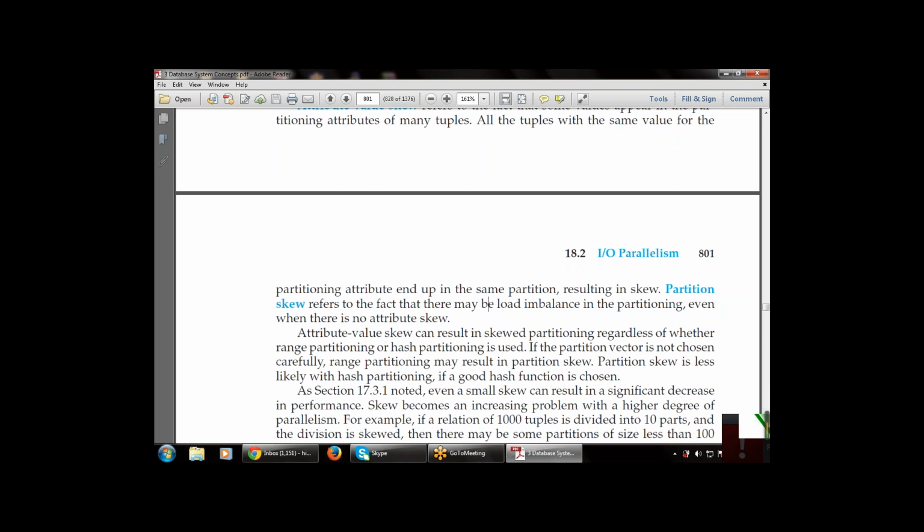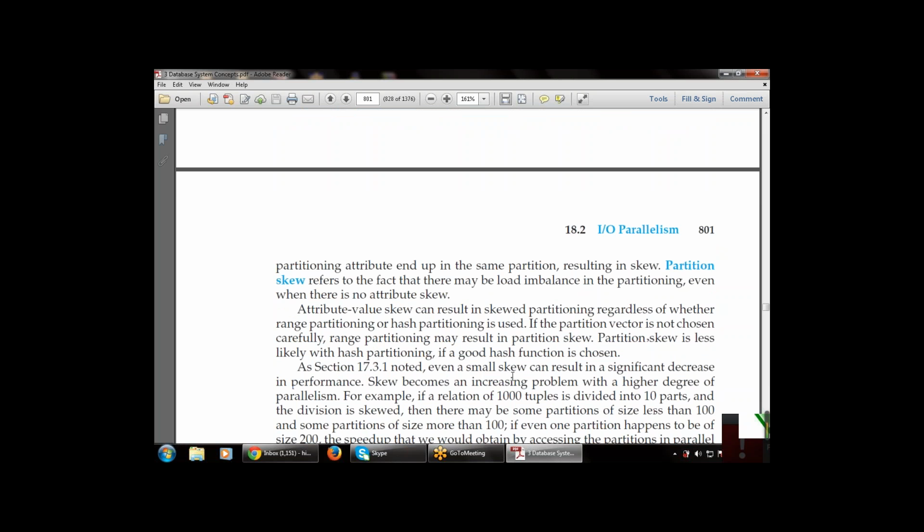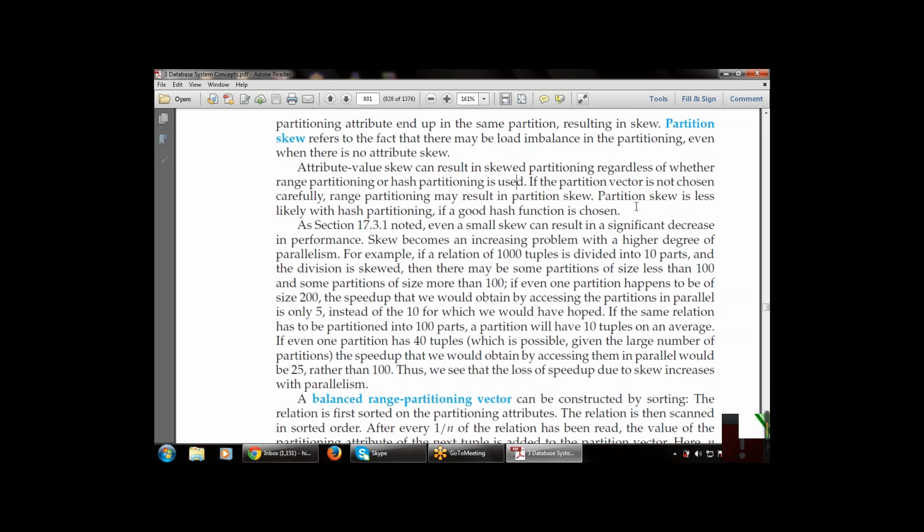So partition skew means there is a load imbalance in the partitioning even when there is no attribute skew. Attribute value skew can result in skewed partitioning regardless of whether range partitioning or hash partitioning is used. And partition skew is less likely with hash partitioning if a good hash function is chosen.